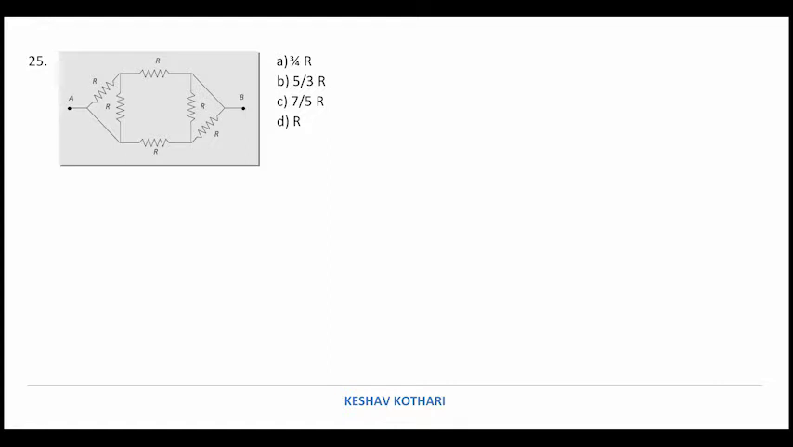Now in this question again, it is important that we mark the nodes first of all. So we begin with this. So these 2 points have the same potential, that is equal to A, and these 2 points have the same potential, that is equal to B.